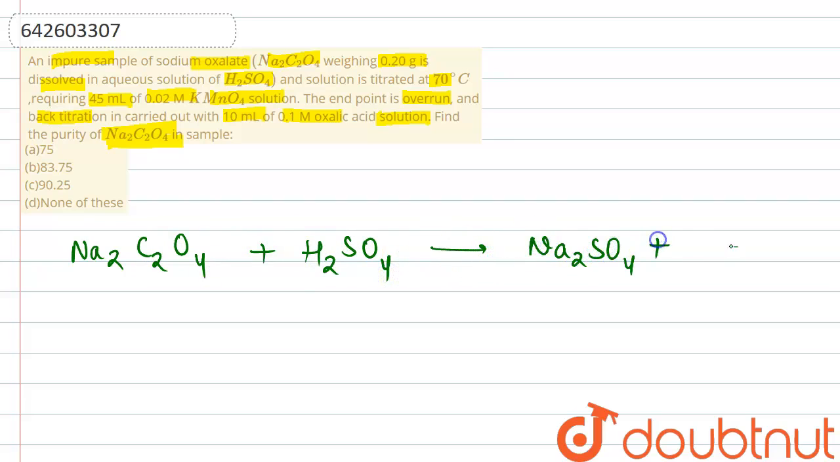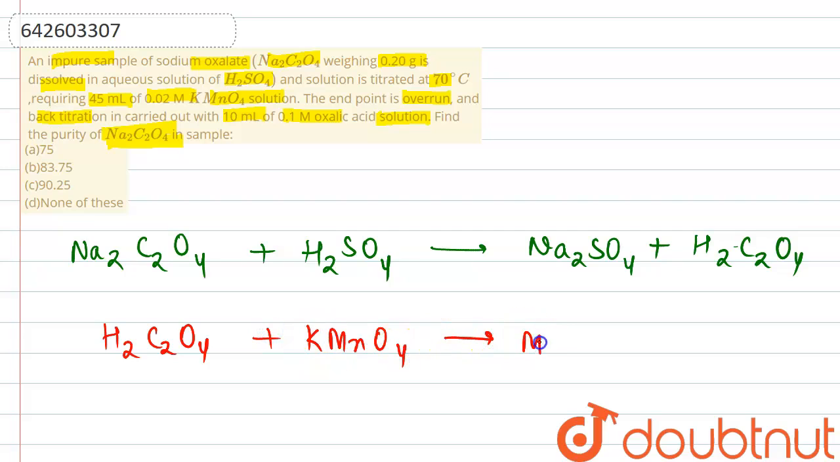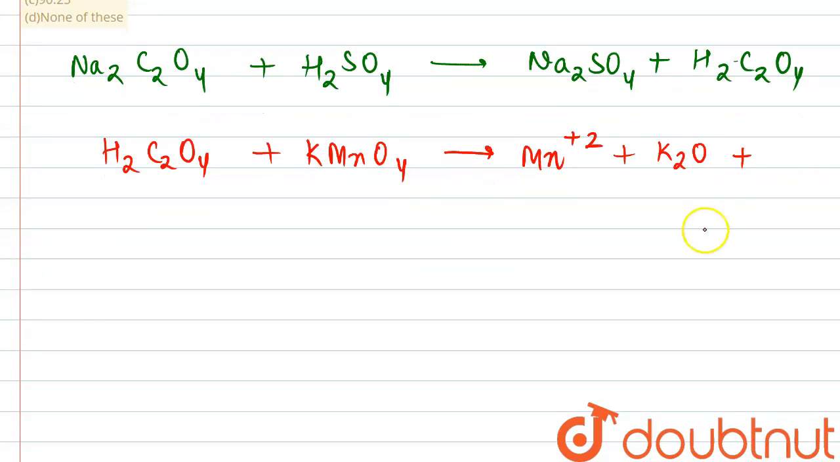Right. So before understanding the purity concept, we have to look at the chemical reaction between the sodium oxalate, that is Na2C2O4, with the sulfuric acid, that is H2SO4. This will lead to the formation of sodium sulfate and along with that oxalic acid H2C2O4. Now the next reaction takes place between the oxalic acid H2C2O4 plus potassium permanganate KMnO4. Here we get the conversion to plus 2 manganese along with the formation of potassium sulfate and 2 moles of CO2 plus water.